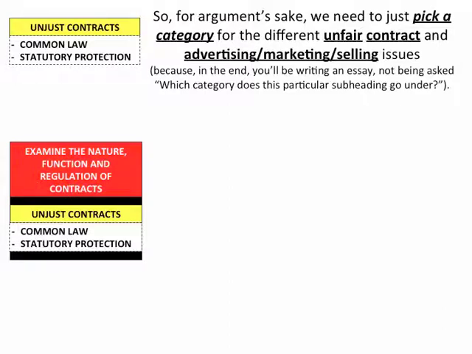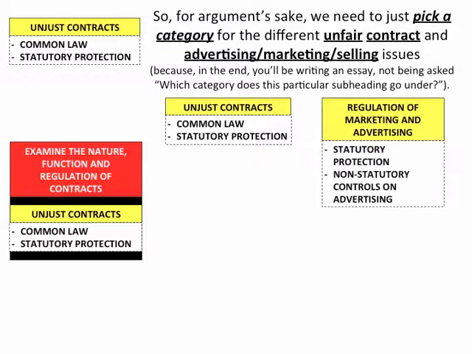You could say, well, there is advertising and marketing and sales tactics in general that might also be unconscionable and lead to an unjust contract, right? So you can blur the lines yourself in order to make the question suit you. Yeah. So just for argument's sake, we're just going to pick categories. So we've got unjust contracts and marketing and advertising. So under unjust contracts, in this video here, we're going to be looking at these things. So we're going to look at unfair terms. We're going to look at contracts with minors.